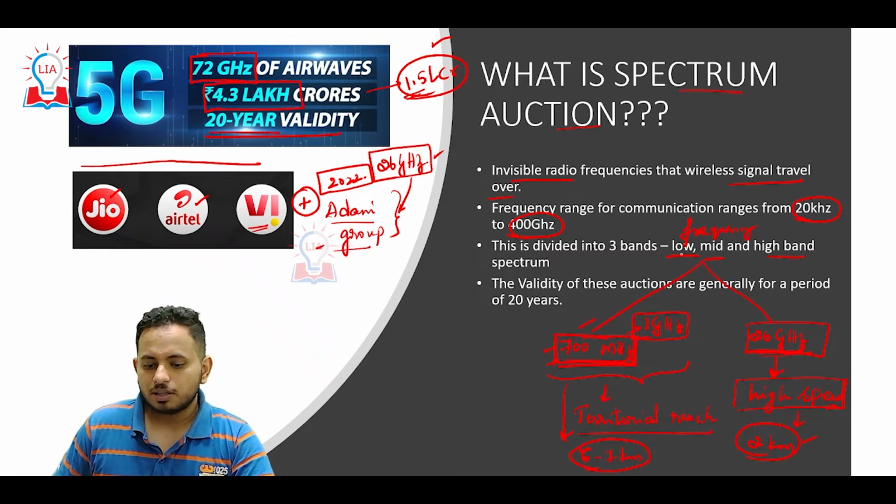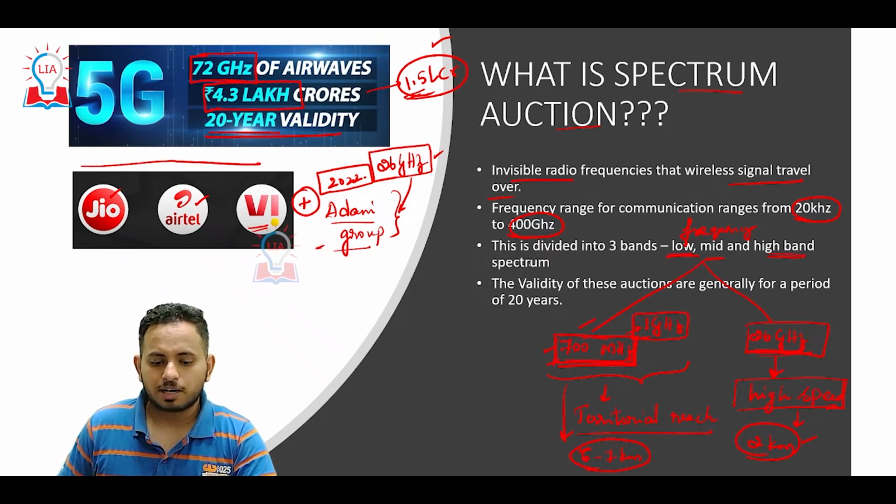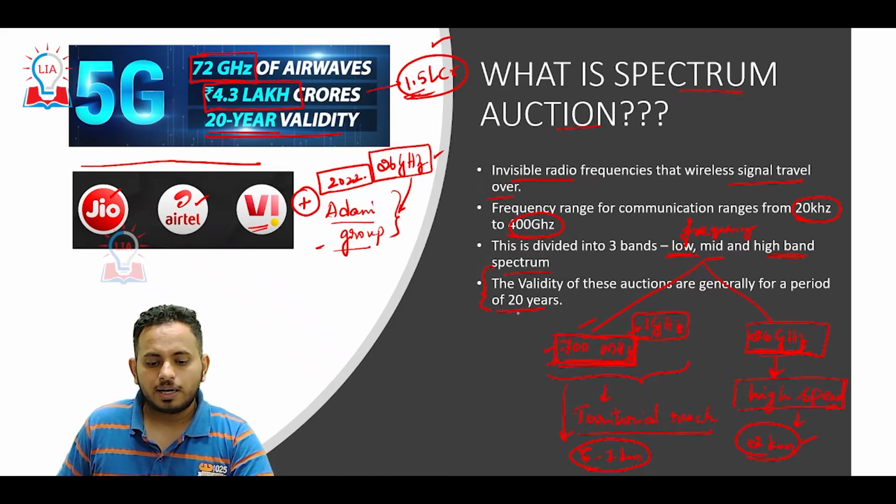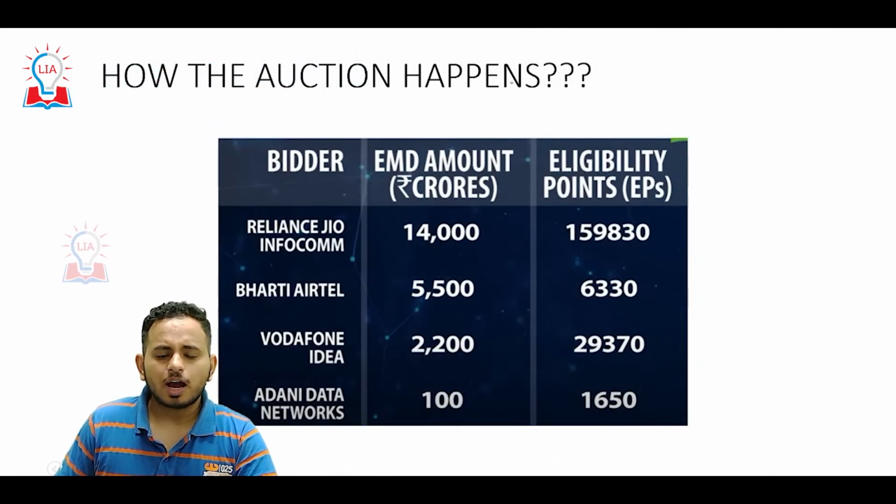This is what happened when we talk about low, mid and the high band spectrum. This is something that you got to know. The validity of this spectrum, the auction that government actually carried out, will be valid for 20 years. Okay, how did the auction happen?